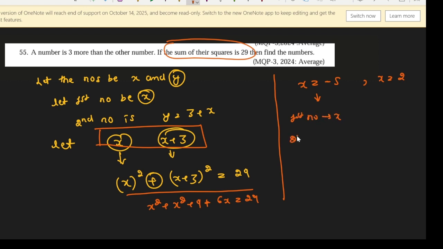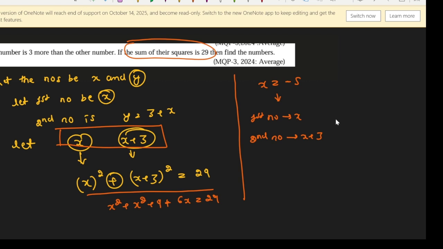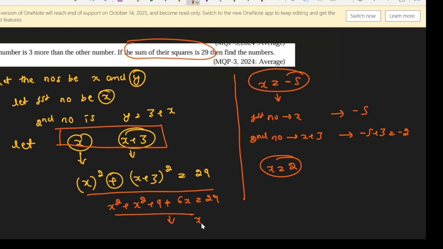The first number is x as per our assumption, and the second number is x plus 3, right? So if I take x is equal to minus 5, the first number will be minus 5 and the second number will be minus 5 plus 3, that is minus 2. If I take x is equal to 2 — how did I get x is equal to minus 5 and x is equal to 2? By solving this quadratic equation. Now we have two different inputs, and as per those inputs I'm just checking the answer.